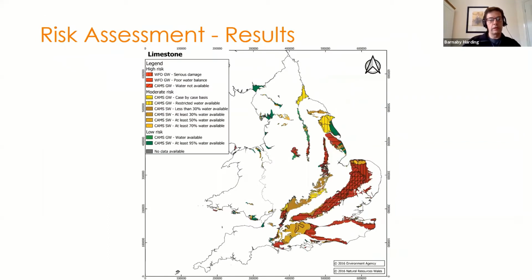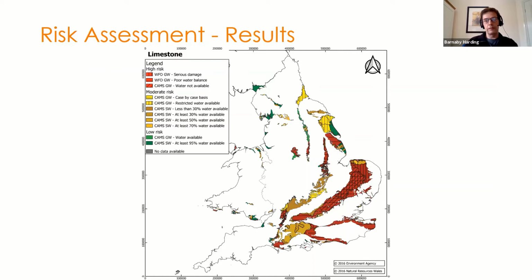These are the results. I looked at three different resource types, also three different mineral types: limestone, sandstone, and then sands and gravels. So red is high risk, yellow to brown is moderate risk, and low risk is in green. For limestone, you can see that if you needed to dewater, and this is all about if you need a license, there are large areas where you may run into problems doing that.